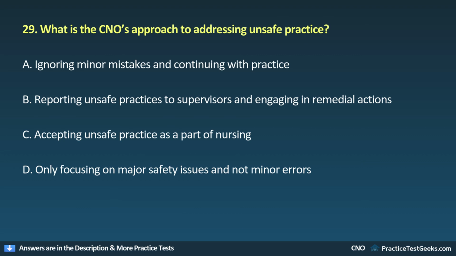29. What is the CNO's approach to addressing unsafe practice? A. Ignoring minor mistakes and continuing with practice. B. Reporting unsafe practices to supervisors and engaging in remedial actions. C. Accepting unsafe practice as a part of nursing. D. Only focusing on major safety issues and not minor errors.